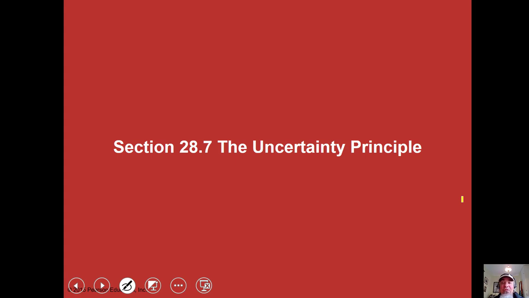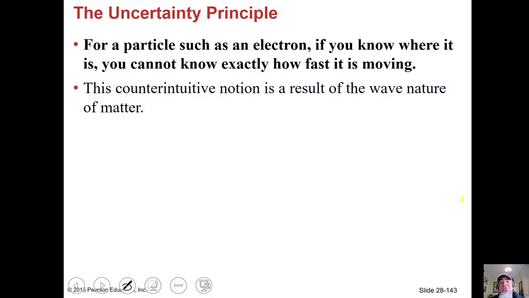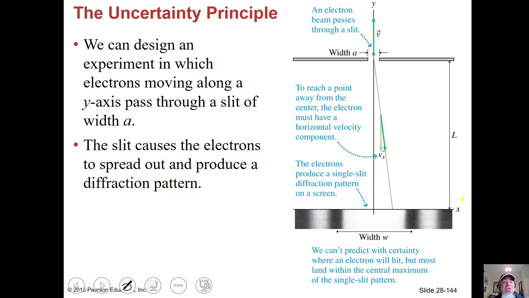Okay, we also have the uncertainty principle. This is another consequence really of this quantum mechanical world where weird things happen, to put it mildly. So for a particle such as an electron, if you know where it is, you cannot know exactly how fast it's moving. That's different for us. We know where we are, we know how fast we're moving, especially say you're in your car or something. This counterintuitive notion is a result of the wave nature of matter. So you can design an experiment in which electrons moving along the y-axis pass through a slit of width a. Okay? So this is the single slit problem that we did.